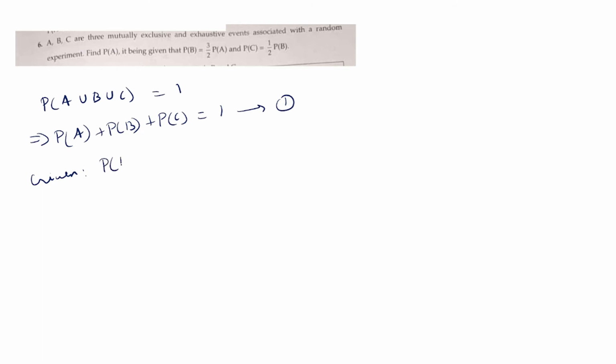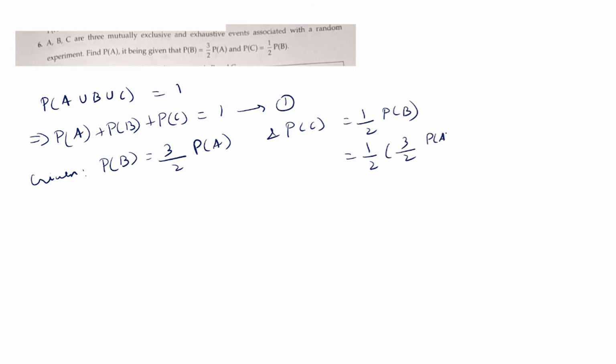Given P of B equal to 3 by 2 P of A and P of C equal to half P of B. So we can write P of C as half into 3 by 2 P of A. So it is 3 by 4 P of A. So we can substitute all these in 1.